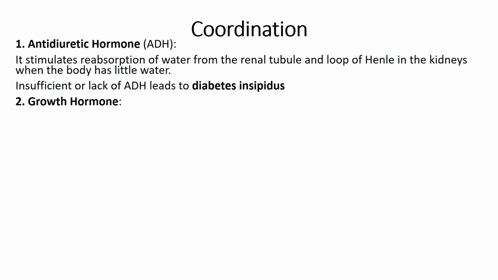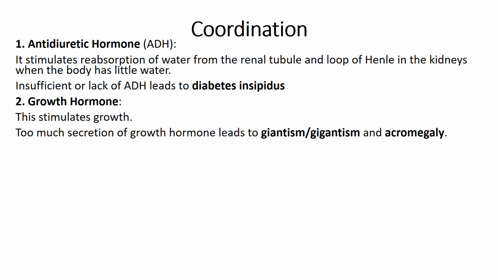The second is called a growth hormone. Let me say that again. The second hormone that is secreted, that has nothing to do with stimulating other endocrine glands, is a growth hormone. So this basically stimulates growth. It makes sure that a person grows properly.